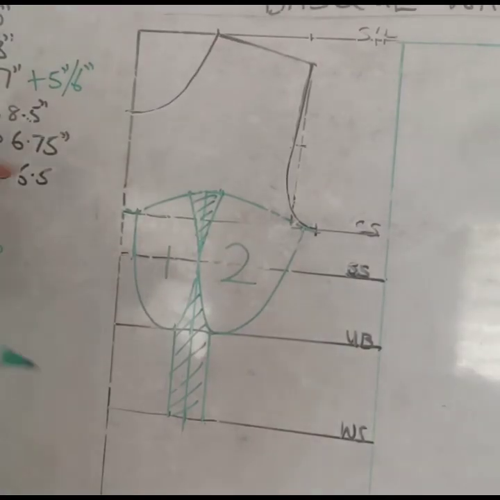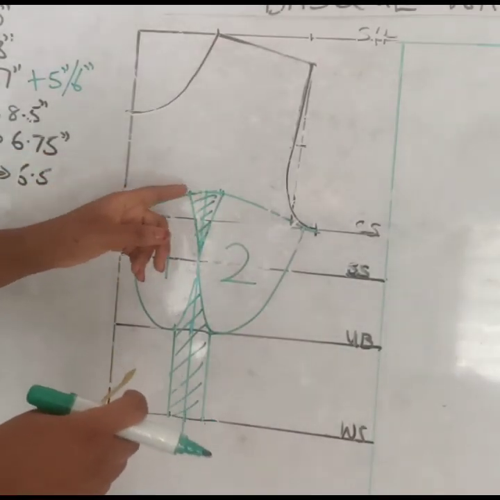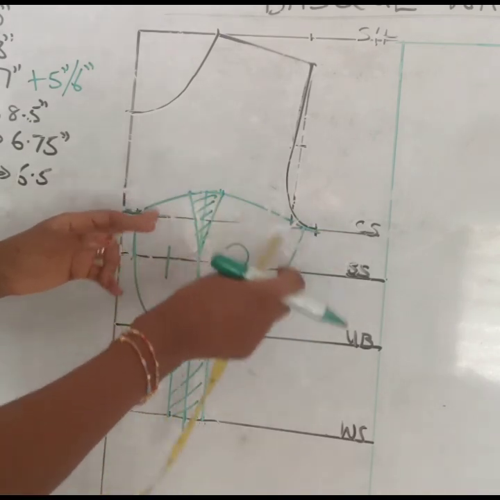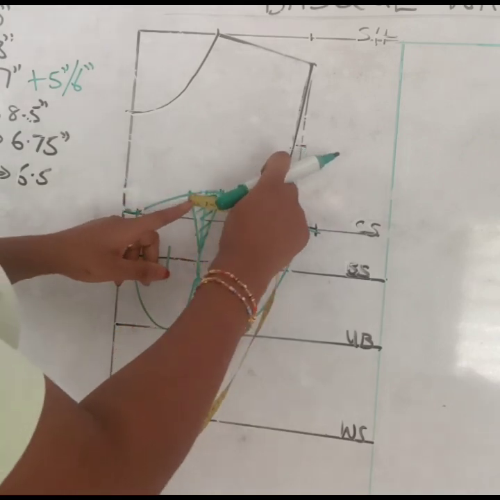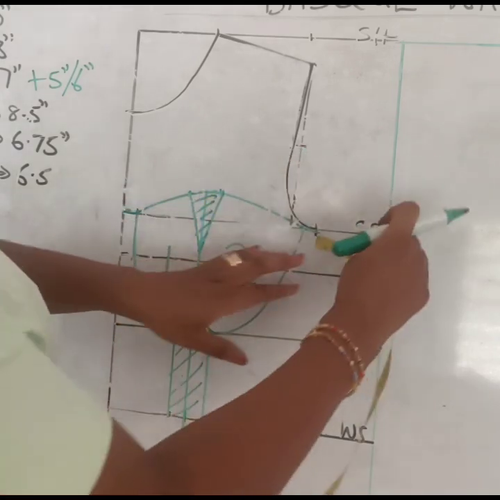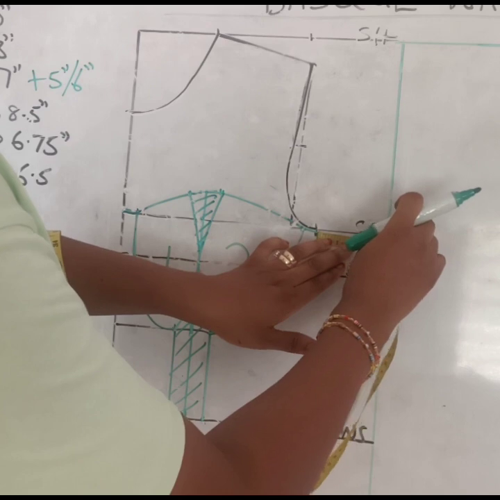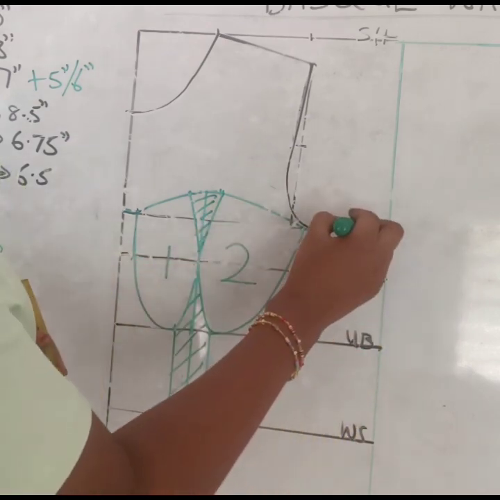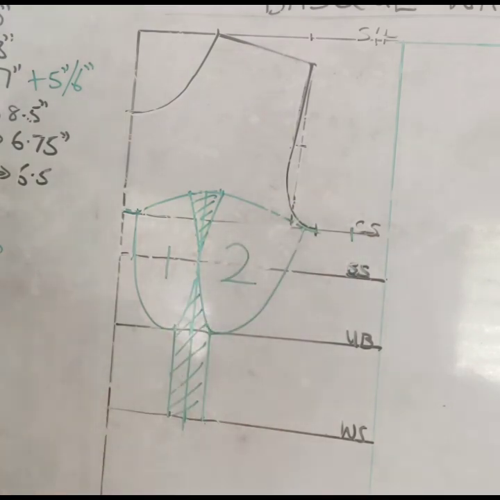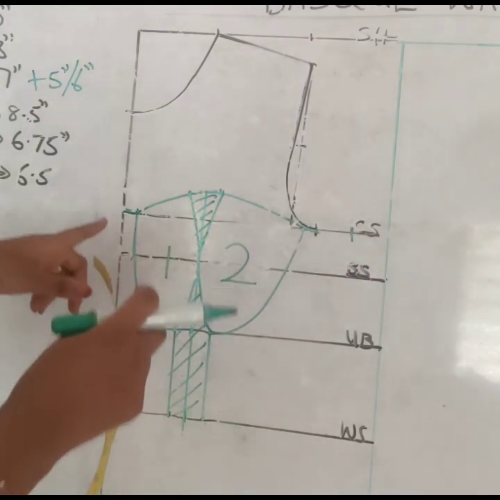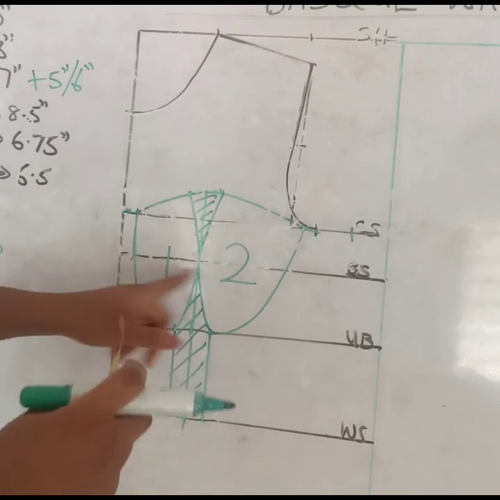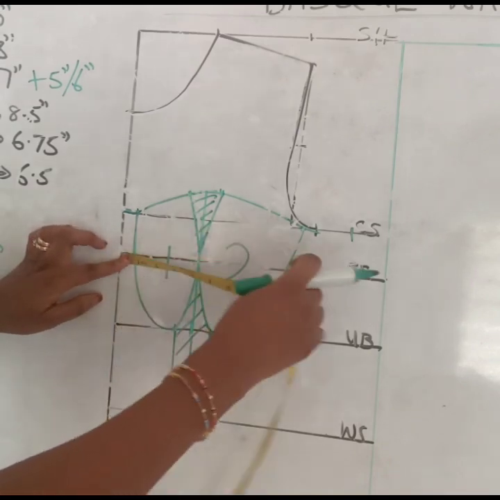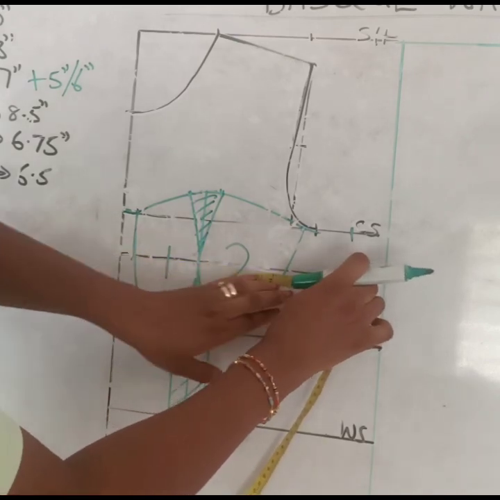So this dart that we have taken here, we are going to be replacing it here, so that we don't reduce the size of the cup. We have taken a 1.5, so we are going to add it back here. And then we take the bust circumference on the bust line, the bust circumference divided by 4. We place it.